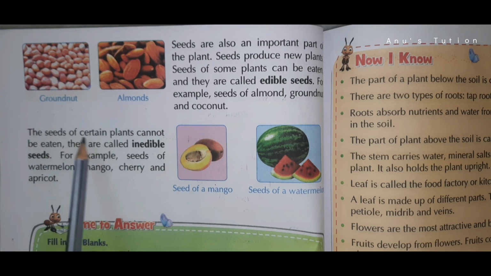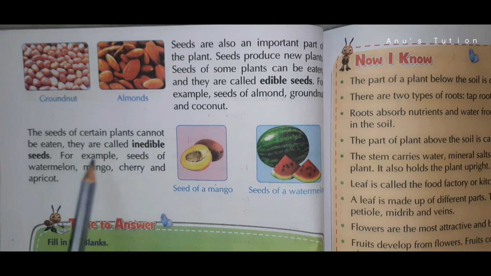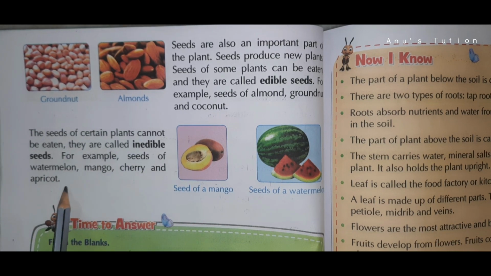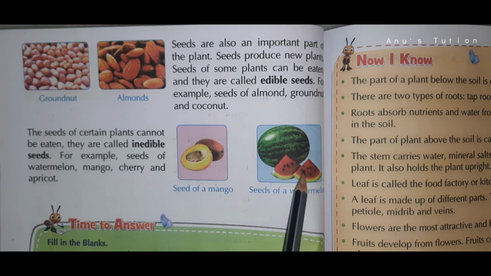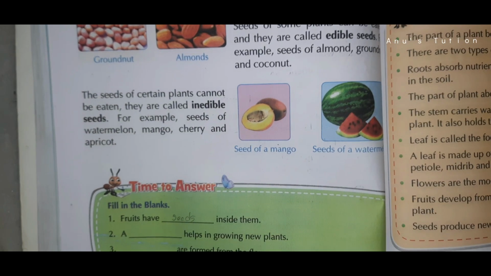The seeds of certain plants cannot be eaten. They are called inedible seeds. For example, seeds of watermelon, mango, cherry and apricot. These seeds are called inedible seeds. We cannot eat them.